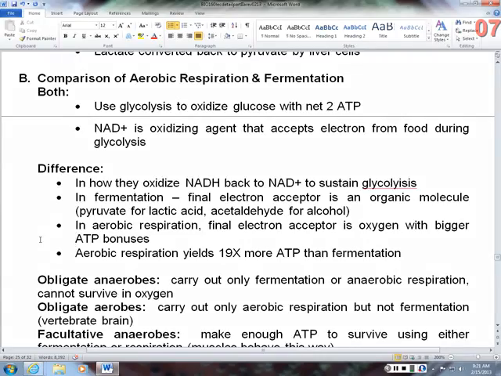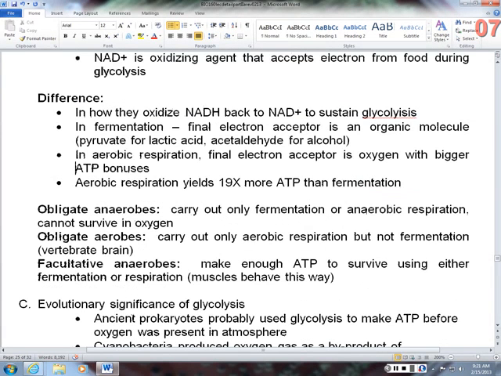So when we look at the oxygen requirements, we can put organisms in different categories. An obligate anaerobe is going to carry out fermentation or anaerobic respiration, and they cannot survive in oxygen. So obligate means that it's required. They have to be in anaerobic conditions. Part of the reason is that oxygen is toxic and destroys them. And they're going to do fermentation for metabolism.